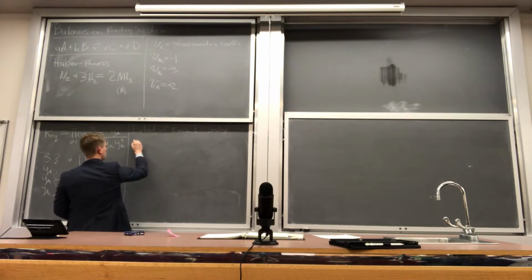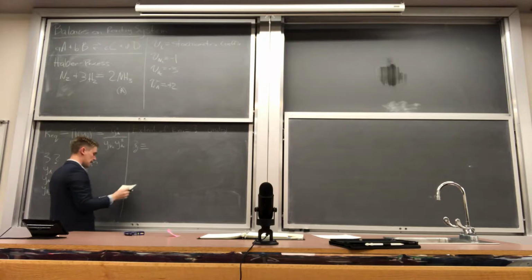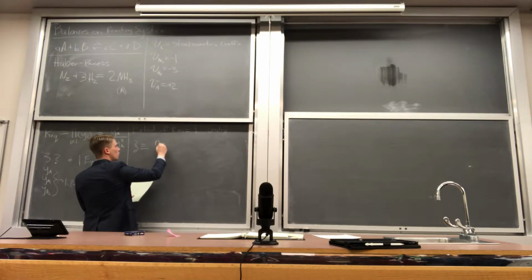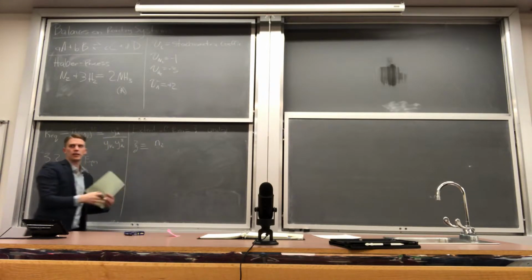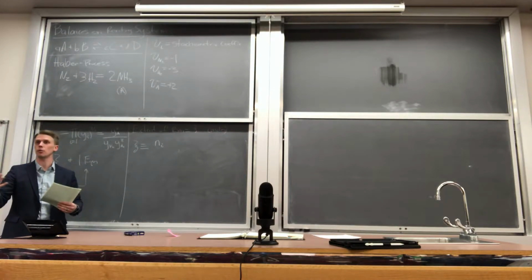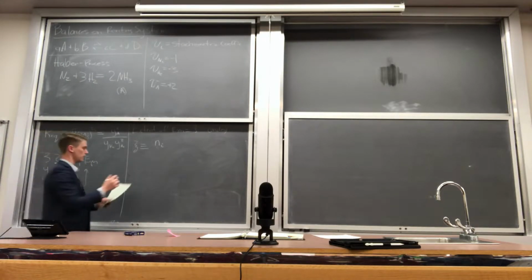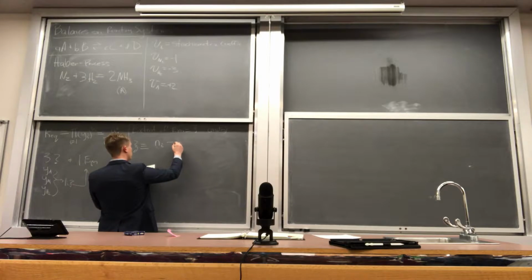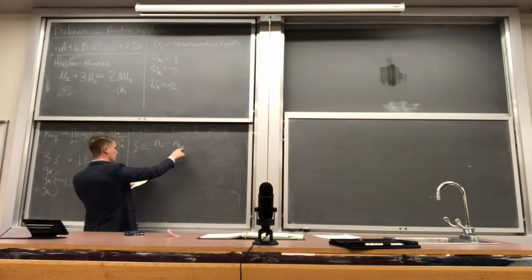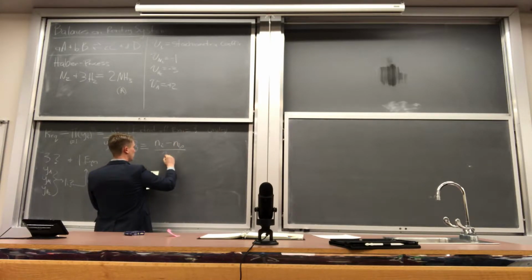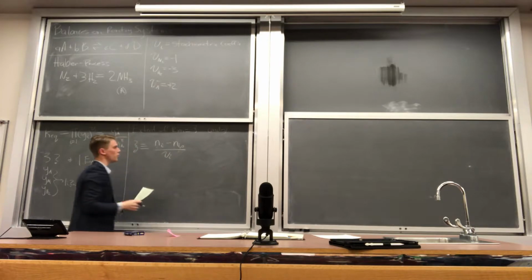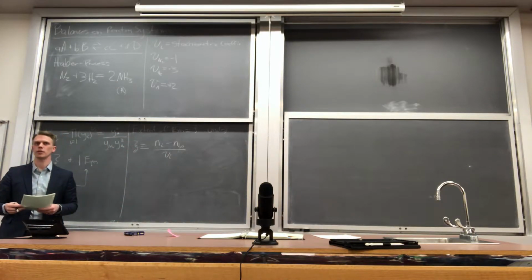So we define the extent of reaction as the number of moles of species I at some time. This could be the equilibrium, this could be at the outlet of a reactor. It's just the number of moles of species I at some period that we're investigating the system. Minus the number of moles of I initially, that's what this little knot here is for, divided by the stoichiometric coefficient of that species.